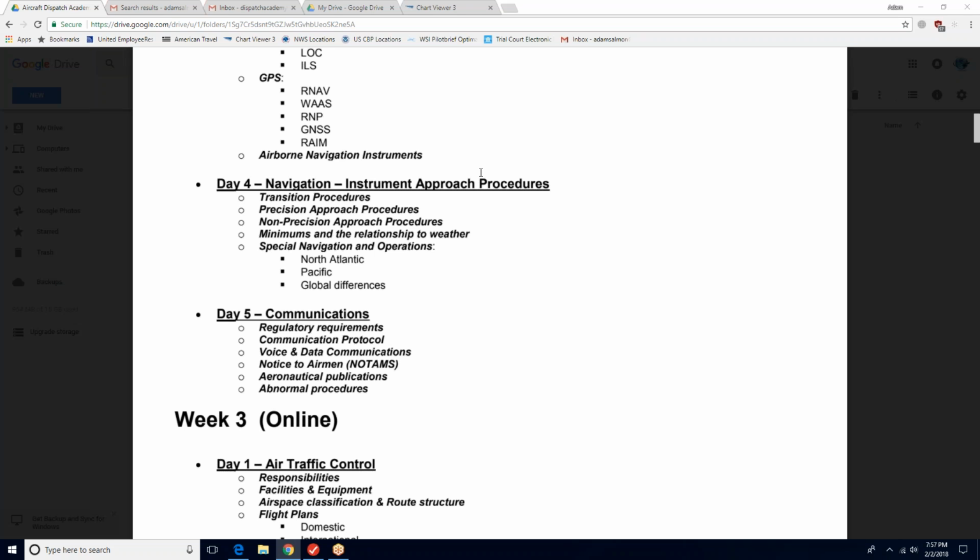So ATC doesn't have to sit there and tell us, okay, now turn left heading 280, now turn left again heading 220, or whatever. They don't have to give you that turn-by-turn instruction. Instead, you follow the path that the SID has. And so ATC knows what you're doing because they assigned you that path.